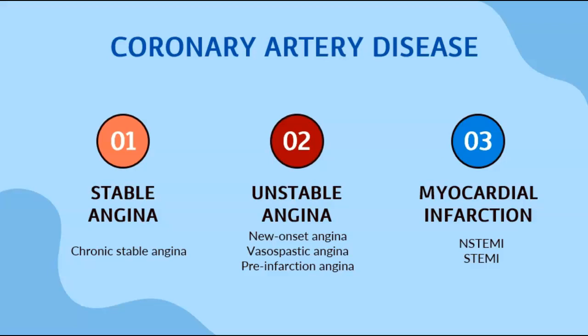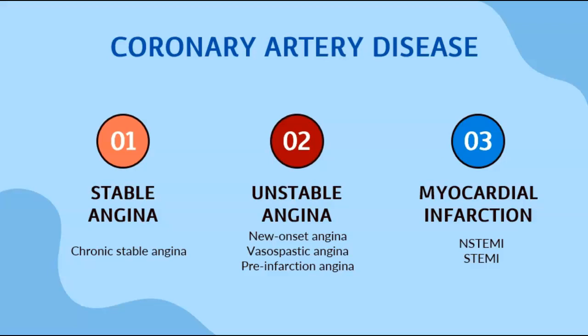You might see ST changes on the EKG, but you will not have changes in the troponin with unstable angina. Ischemia is present with unstable angina, but it's not severe enough to cause detectable myocardial damage or cell death. There are different types of unstable angina that you can see.